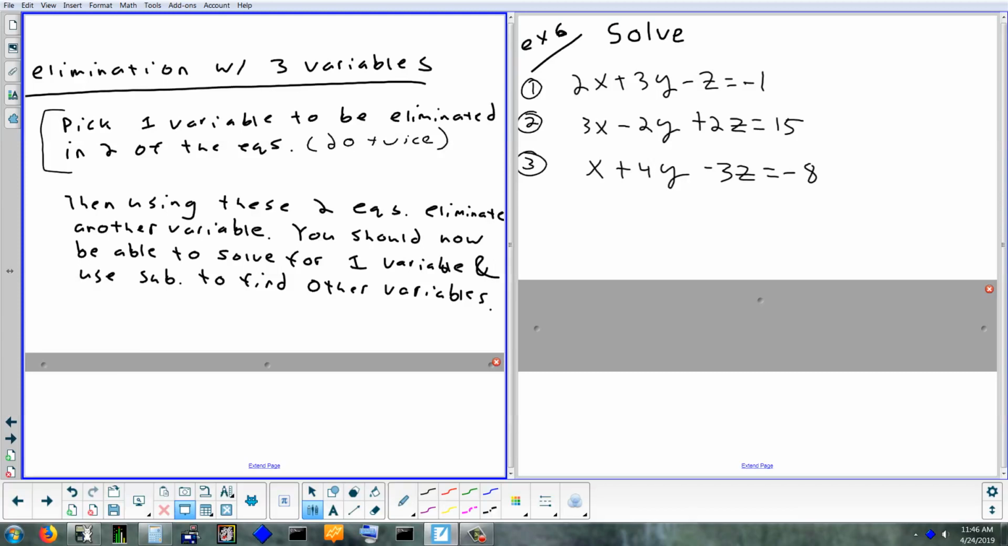The key is when you do it twice, you've got to eliminate the same variable each time. You can't say, all right, this time I'm going to do X and the next time I'll do Y. That won't really help.